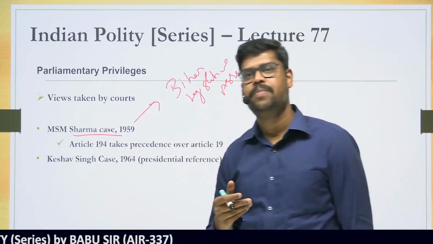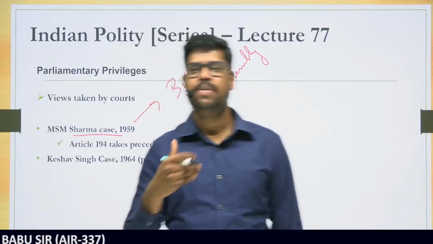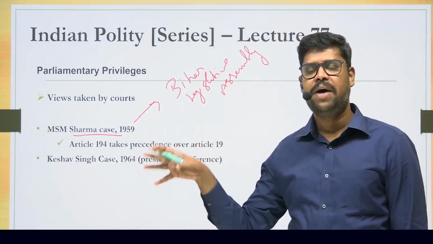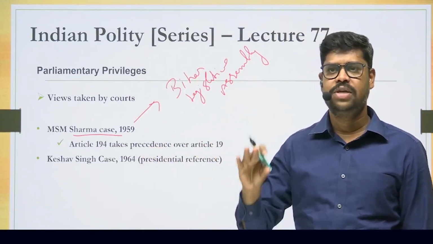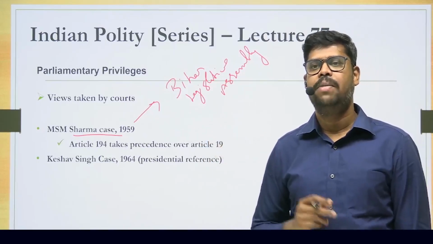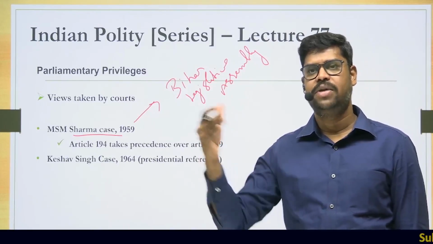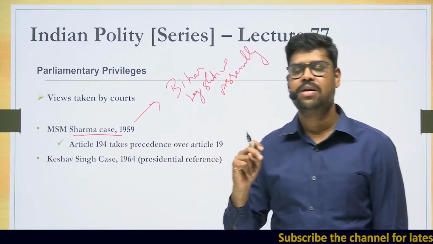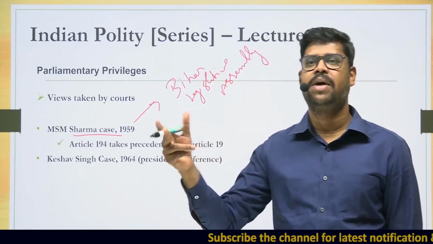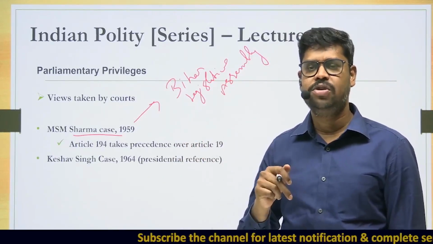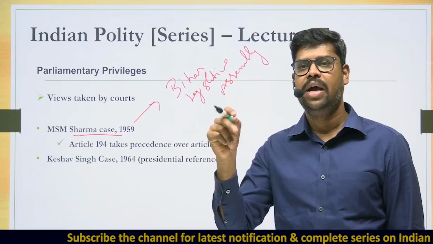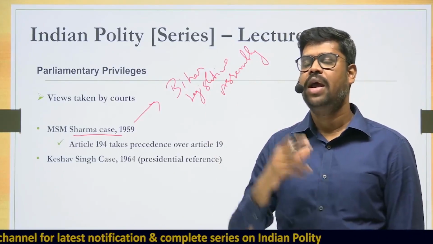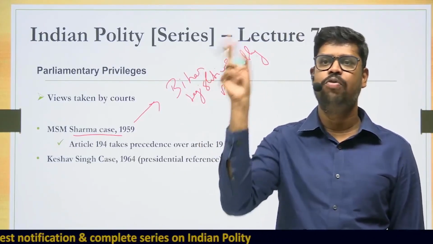But the problem is, he published all those things despite the Bihar Legislative Assembly having passed an order not to publish them. And it is the parliamentary privilege of the Bihar Legislative Assembly to decide what is to be published and what is not to be published. However, despite a prohibitory order, he published certain content. So the Bihar Legislative Assembly concluded that by doing this, MSM Sharma had breached the parliamentary privilege. It is our privilege to decide what shall be published and what shall not. Despite our order not to publish, you have published it, so you have breached our privilege. And because of the breach of privilege, we also have the power to punish you.